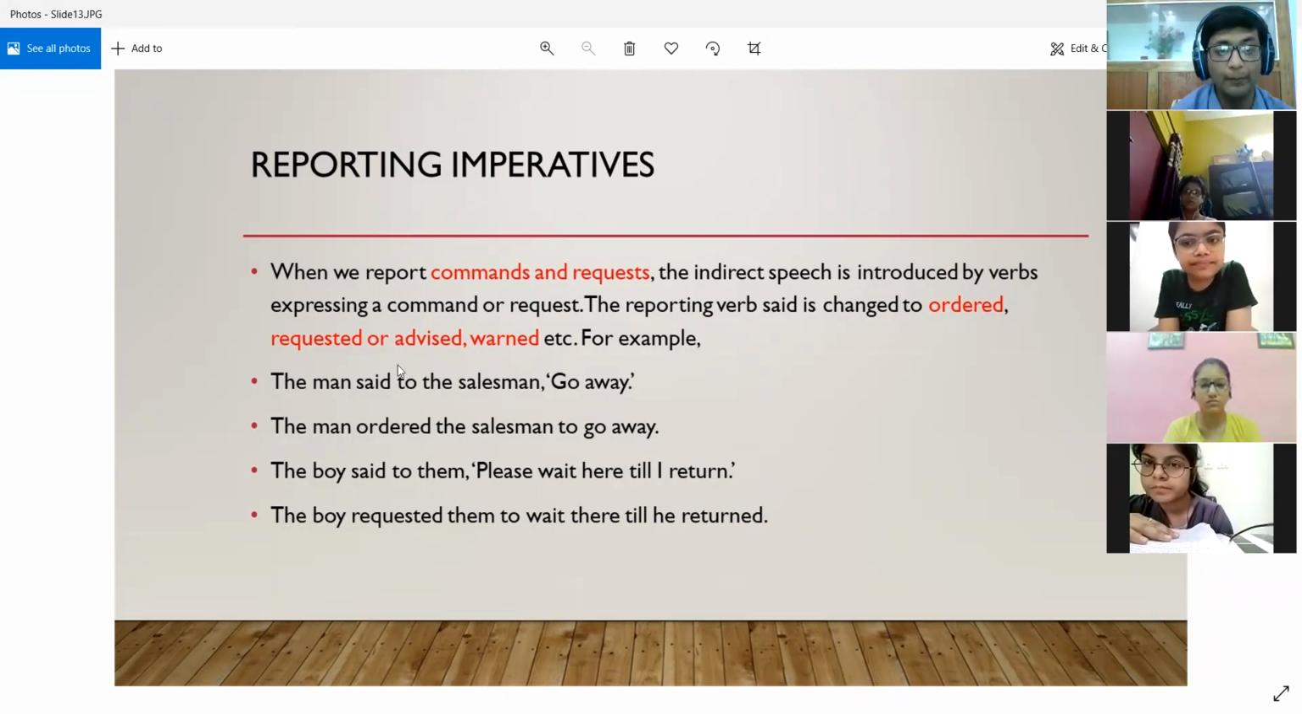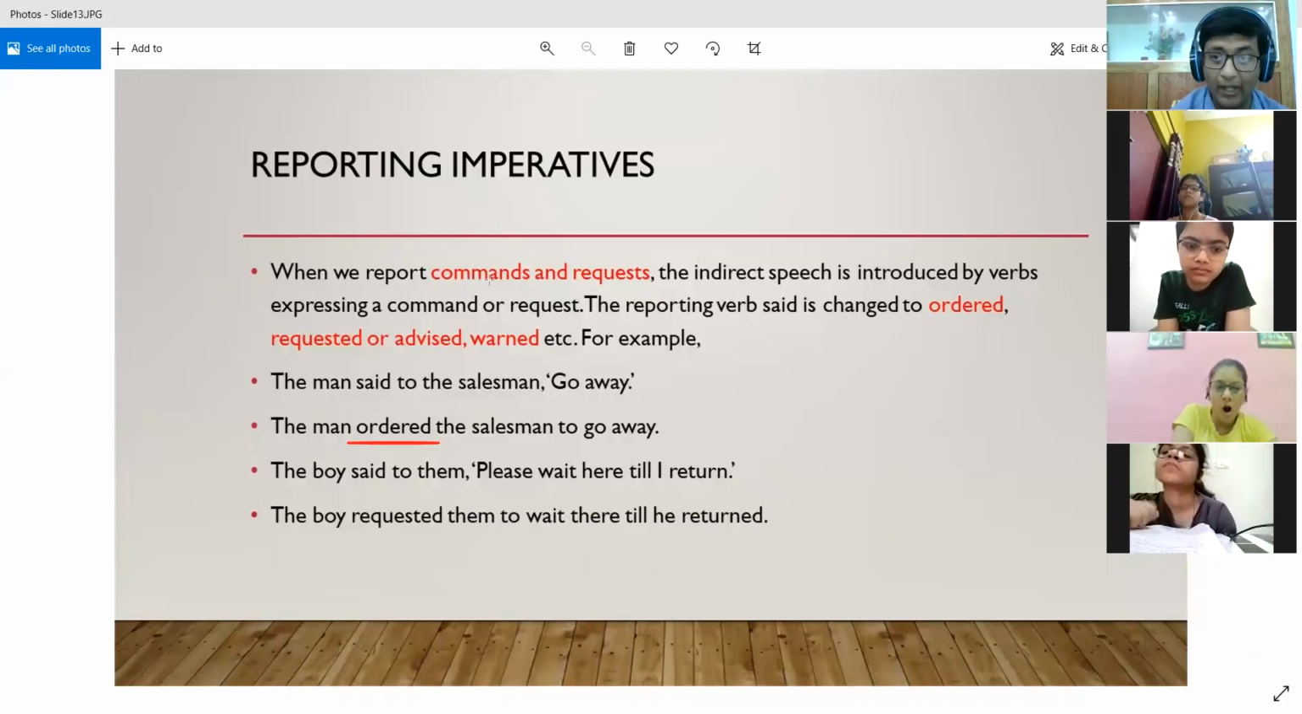Let's see. The man said to the salesman, go away. So this is basically some kind of order you are giving, that go away, right? So we will say the man ordered the salesman to go away. Understood? So we are using, because this is a sort of command, so we can use order. The boy said to them, please wait here till I return. So now by looking at please only, we can understand that this is a request being made, right? So we can say the boy requested them to wait till he returned.